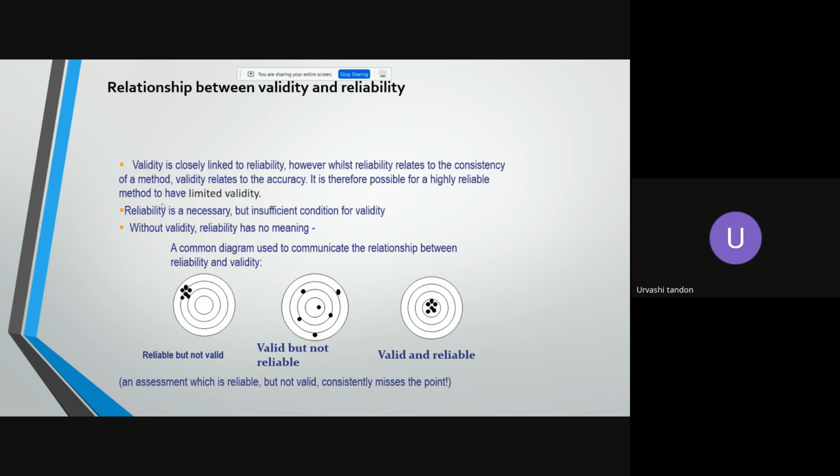Again, a very simple example is these three circles. In one circle, all the shots are at a particular point. That means it is reliable, it's giving consistent results, right? But it is not at the center point, indicating that it's not valid. Similarly, the second one is valid, because it is giving you scattered results around the center, but it is not reliable because it is not giving you consistent results. Sometimes the bullet hits one point, sometimes another, sometimes a fourth or fifth point. Whereas the third circle is both valid as well as reliable. So an assessment which is reliable but not valid misses the point, right?